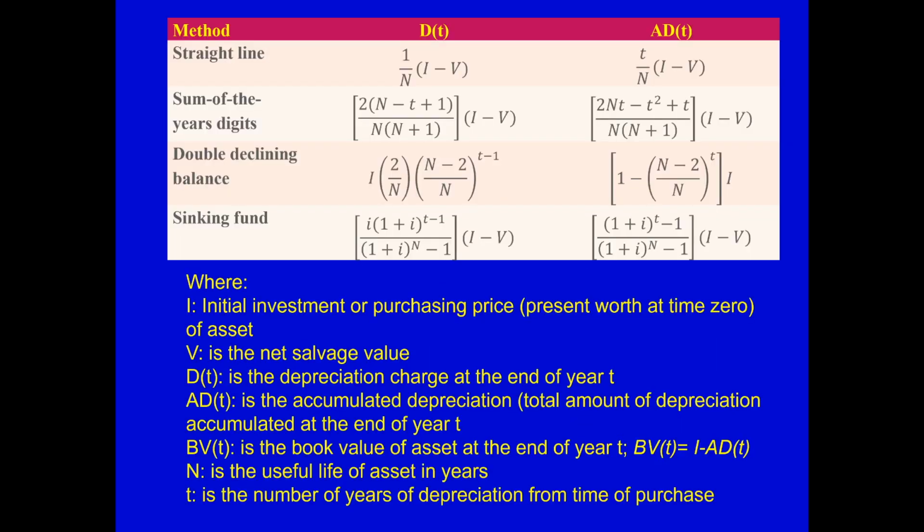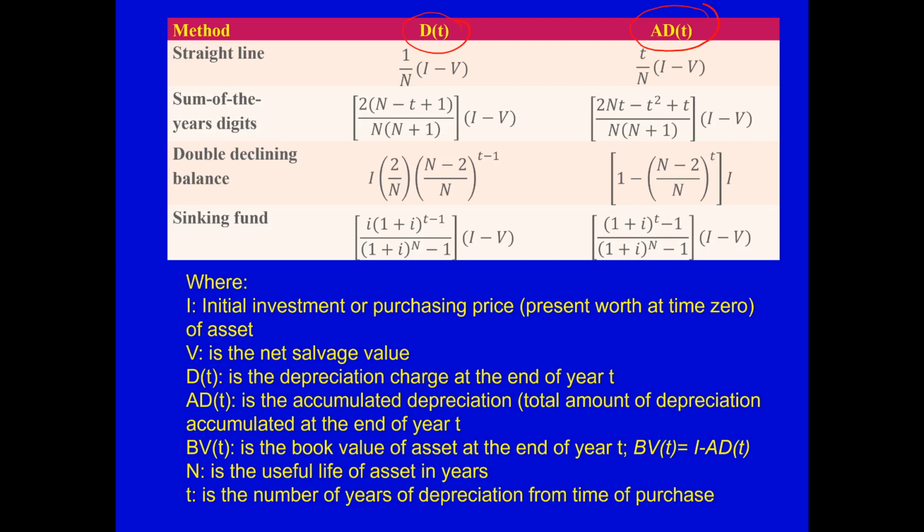Here are the formulas which are used to find out the depreciation: straight line depreciation, sum of the year digits, double declining balance, and sinking fund. DT is the depreciation for each year, and AD is the cumulative depreciation.